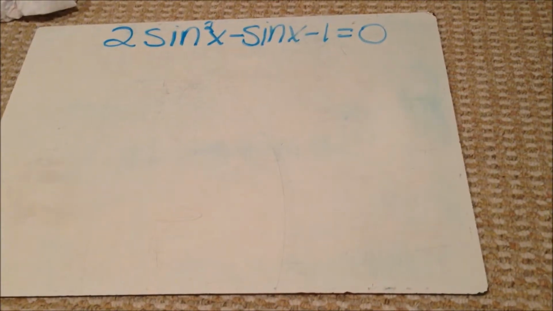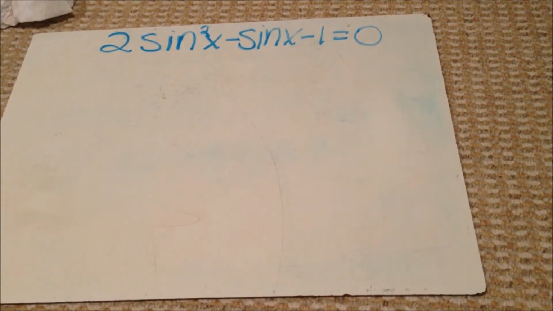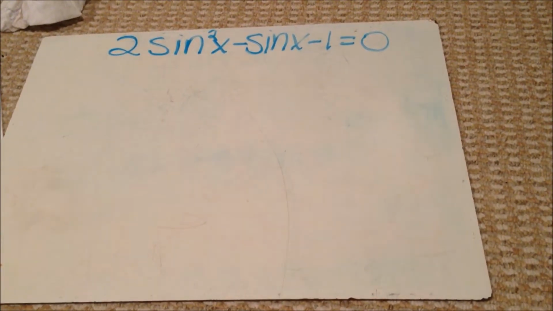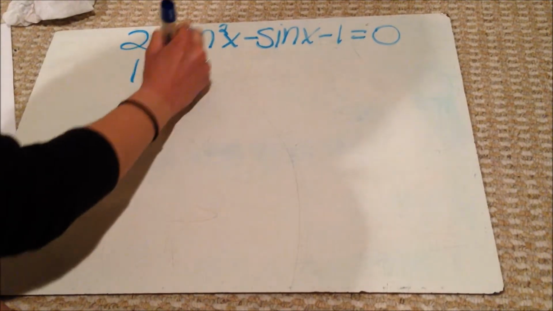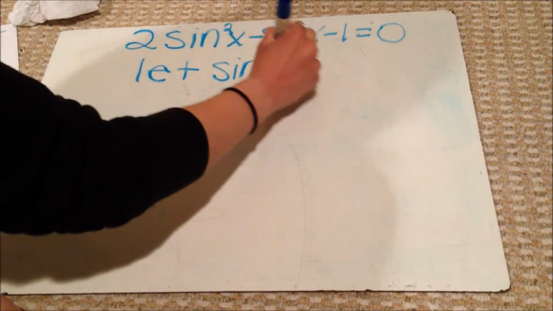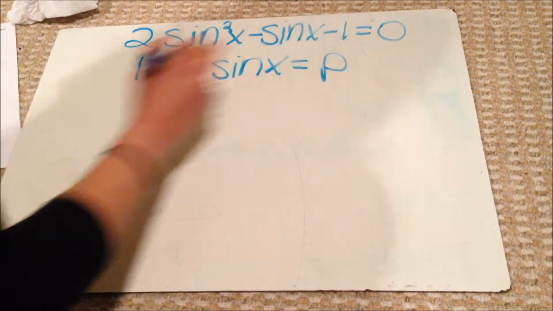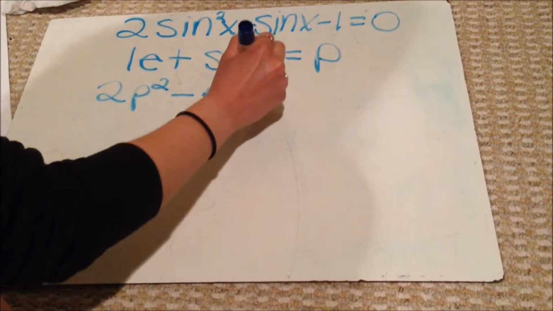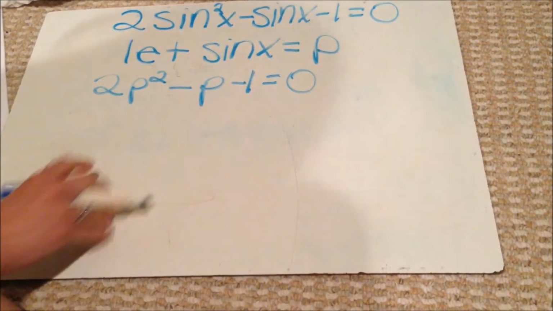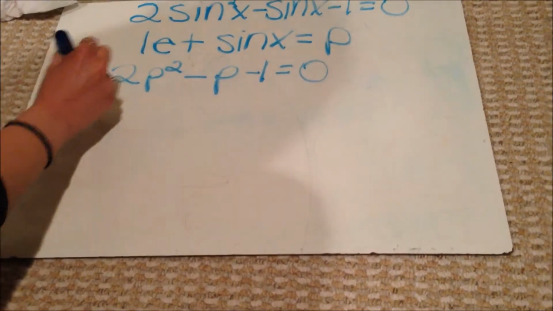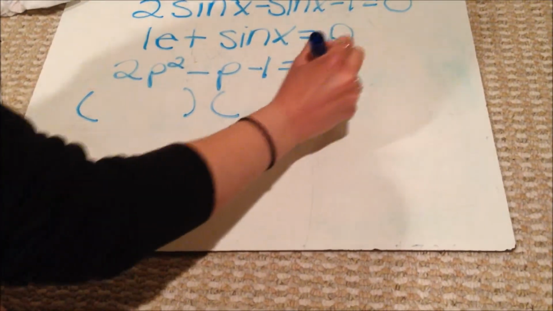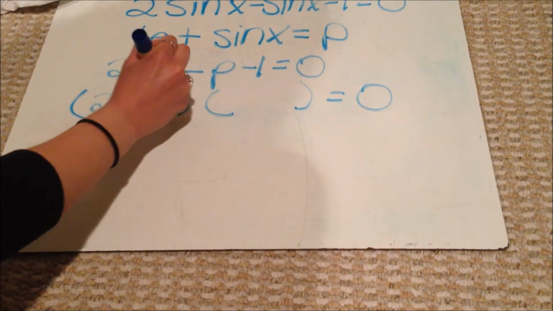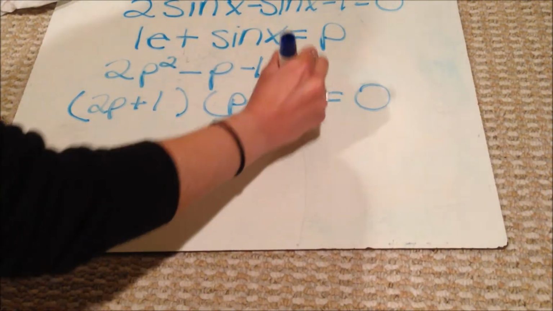So here we have the quadratic. 2 sine squared x minus sine x minus 1 equals 0. Now, sine x is not fun to work with, so let sine x equal p. That makes the problem 2p squared minus p minus 1 equals 0. Now from here you factor the quadratic. And you get 2p plus 1 times p minus 1.